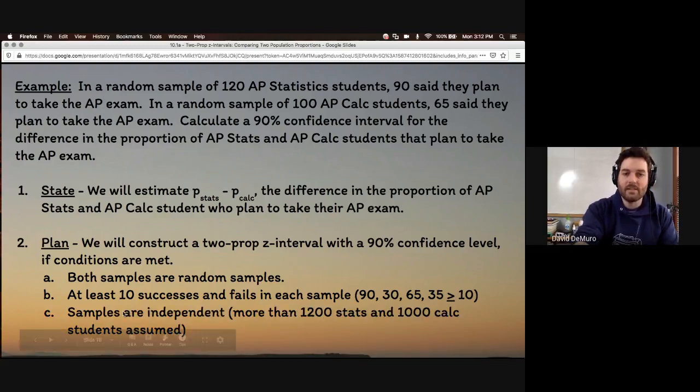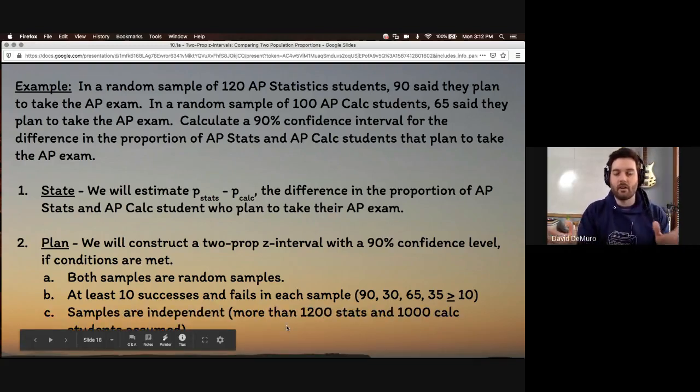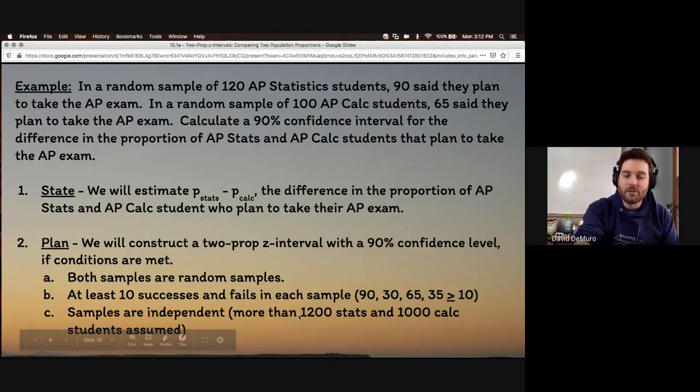And the last thing we need is independence. So we're assuming here that our two samples are independent from one another. And we're also assuming that there are more than 1,200 stats and 1,000 calc students, and that is safe to assume.